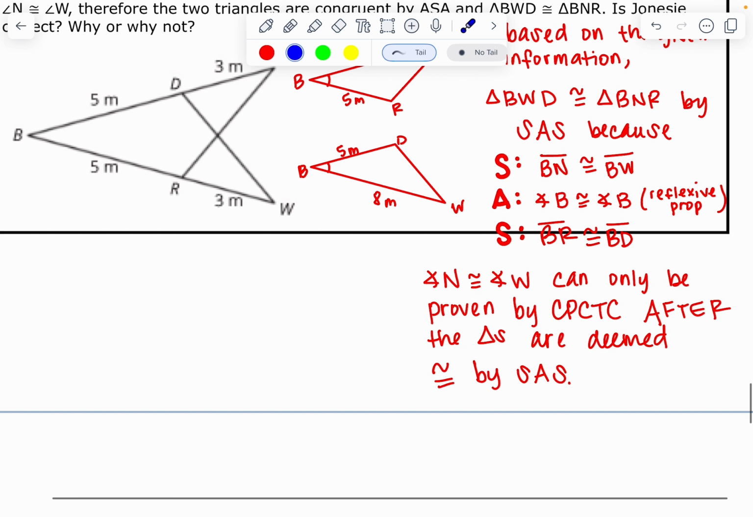And I said this already, but angle N being congruent to angle W can only be proven by CPCTC after the triangles are deemed congruent by SAS. So we can't assume that they're congruent until we prove that the triangles are congruent.